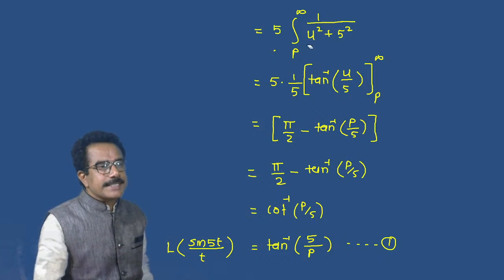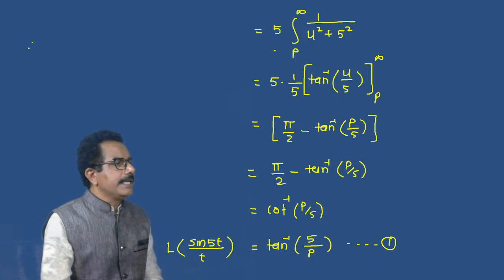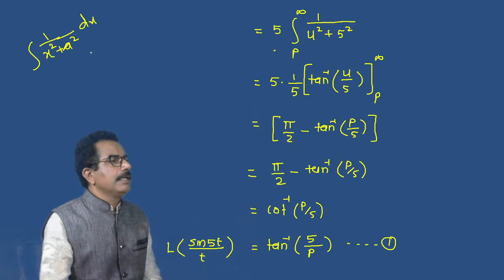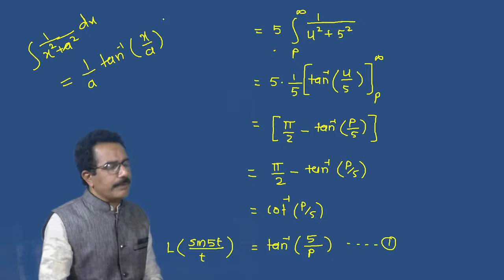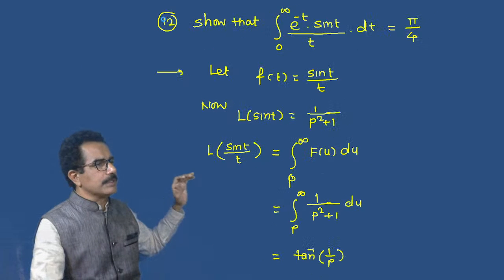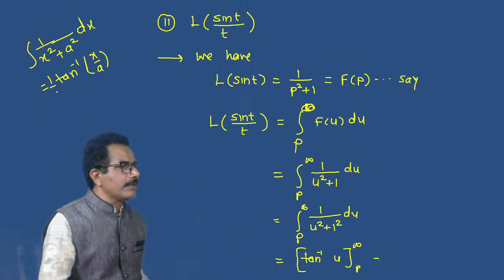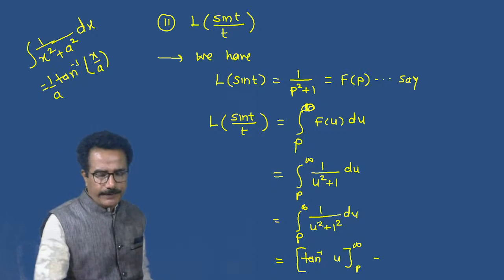Then what is the standard formula of this? One minute. According to this, we have to write the standard formula here. What is that? Integral of 1 upon x square plus a square dx. The standard formula for this is 1 by a tan inverse of x by a. Actually, this is the standard formula which we have to use. Already we have taken this formula here. Here is also 1 by a tan inverse of x by a. I have mistakenly forgotten it here.